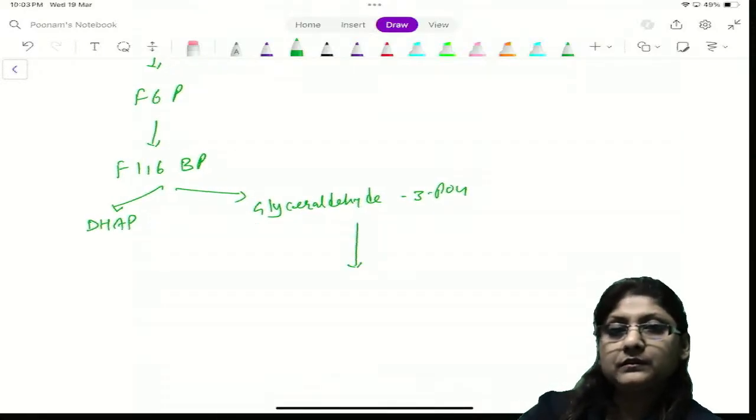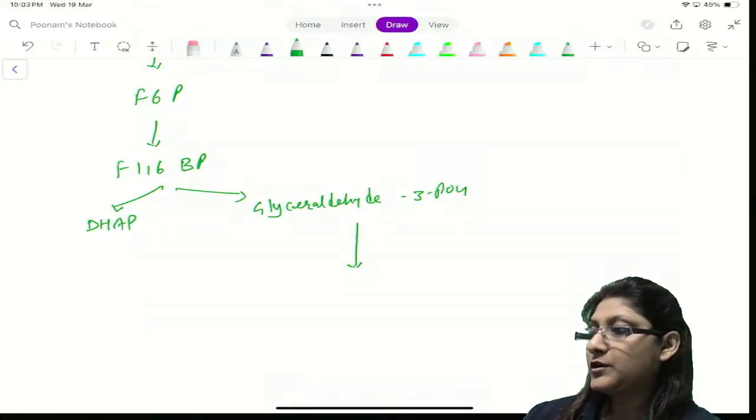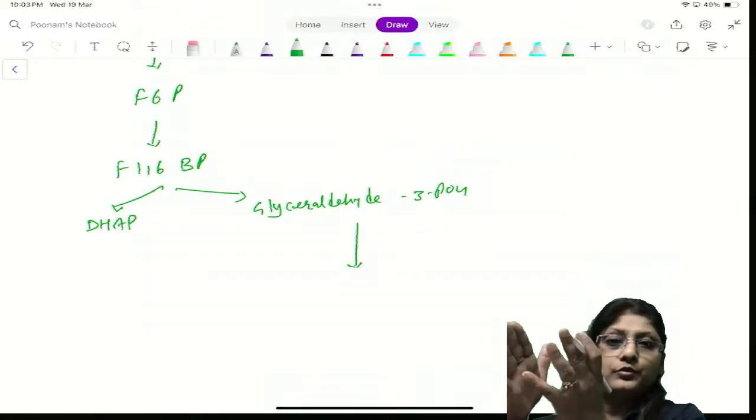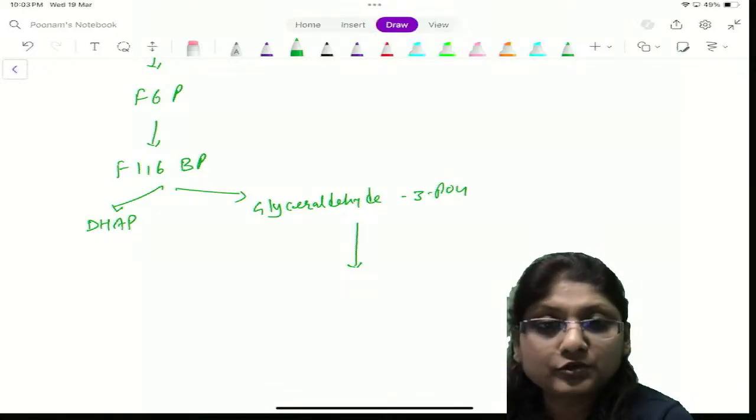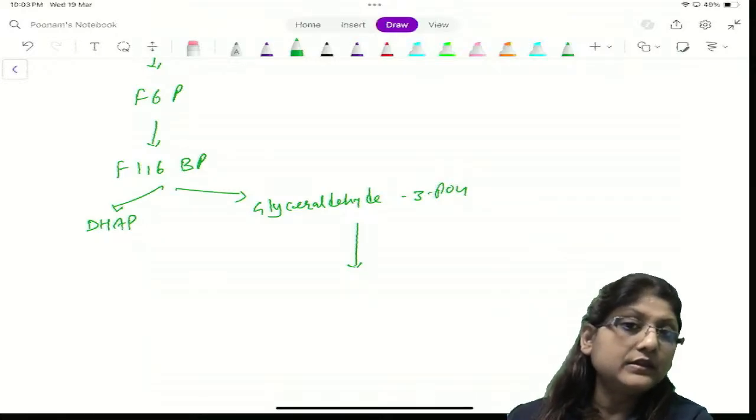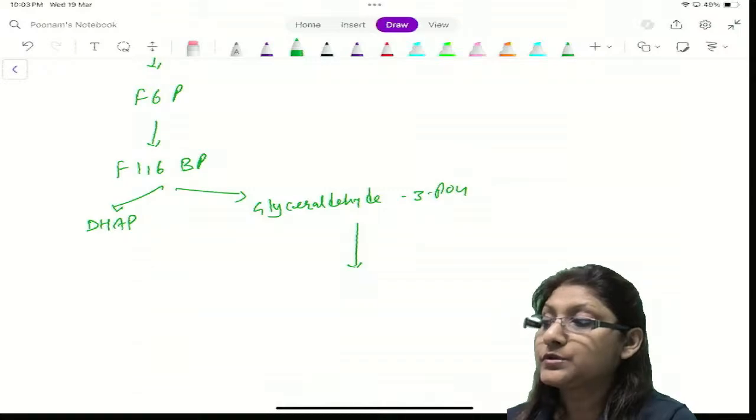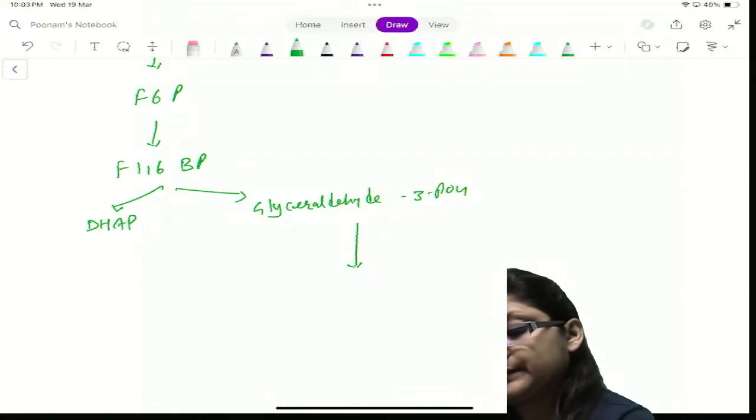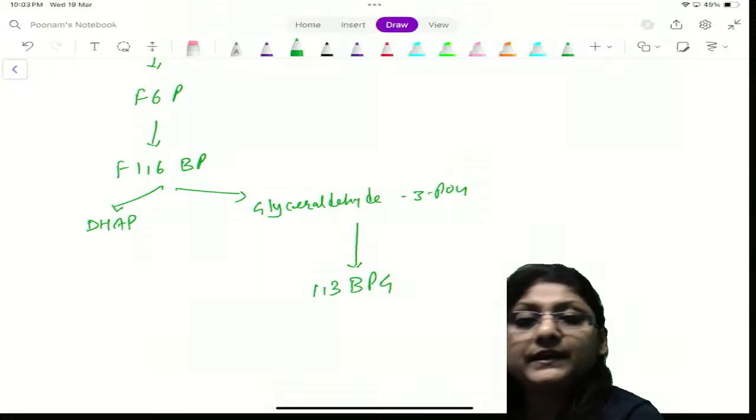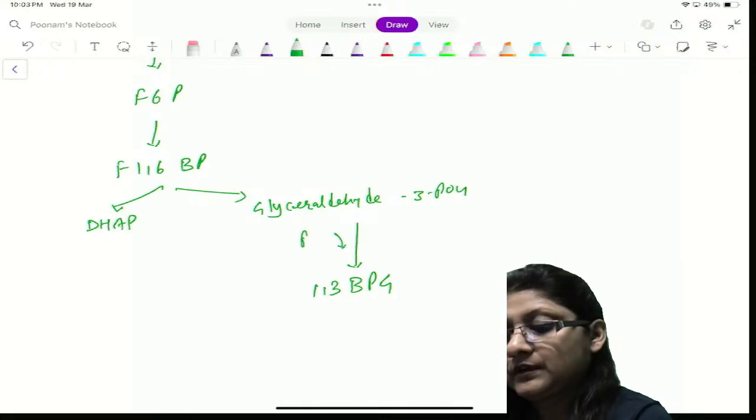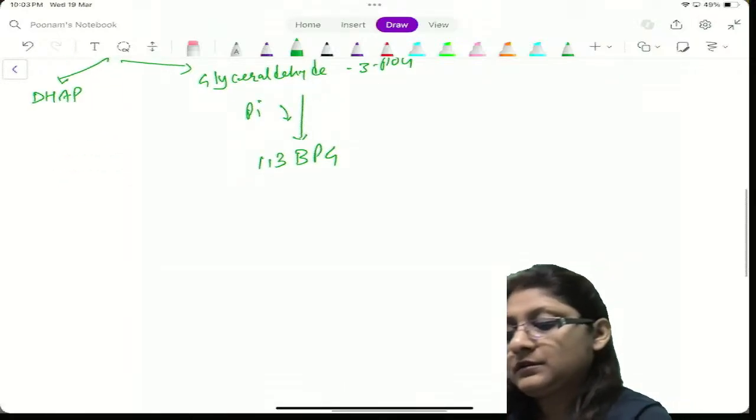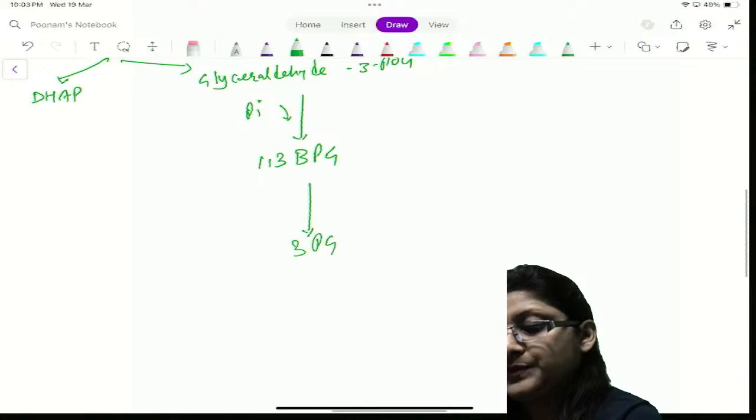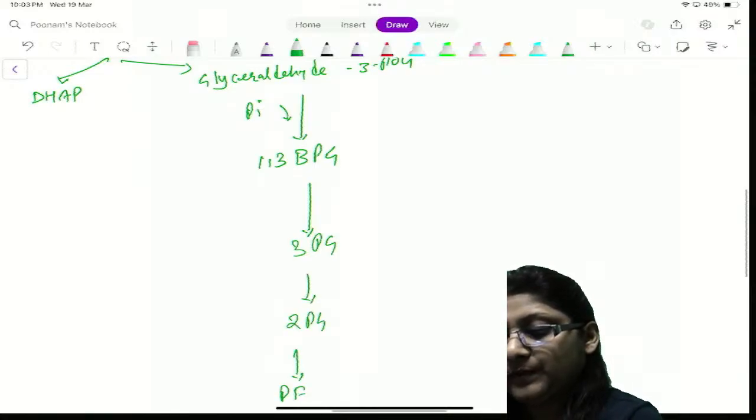I'm just writing the outline of the glycolysis, because unless until you know the enzymes of glycolysis and direction of various enzyme activity in the glycolysis, you will not be in a situation to exactly understand the process of gluconeogenesis. Glyceraldehyde 3-phosphate converted to 1,3-BPG, 3-PG, 2-PG, 2-phosphoglycerate, right? Then you have phosphoenol pyruvate.